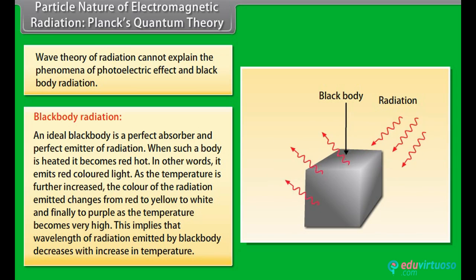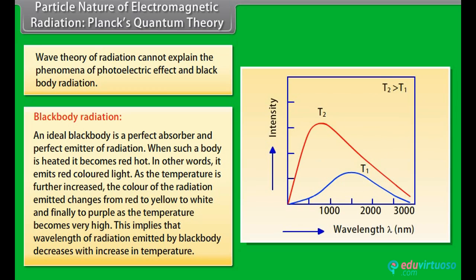As the temperature is further increased, the color of the radiation emitted changes from red to yellow, to white, and finally to purple as the temperature becomes very high. This implies that the wavelength of radiation emitted by a black body decreases with increase in temperature. Consider the graph from right to left. At a given temperature, intensity of radiation emitted increases with decrease of wavelength, reaches a maximum value at a given wavelength, and then starts decreasing with further decrease of wavelength.